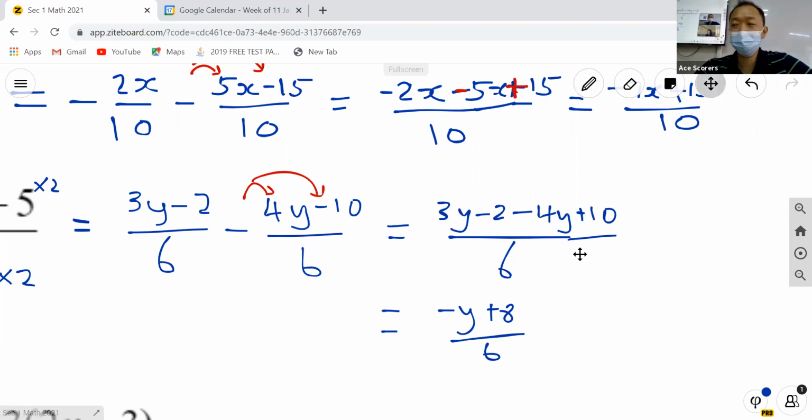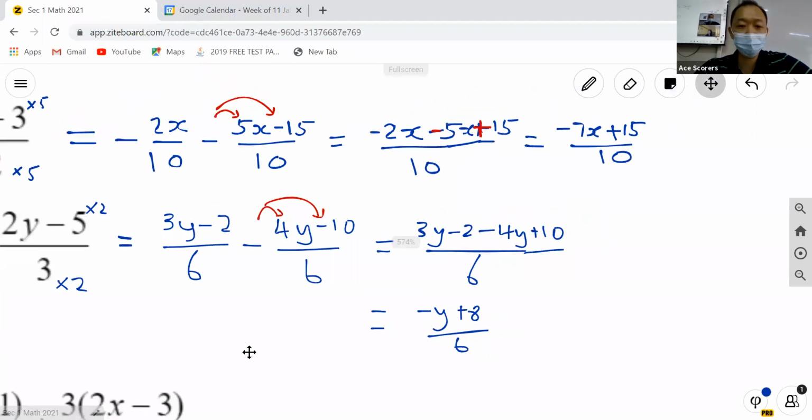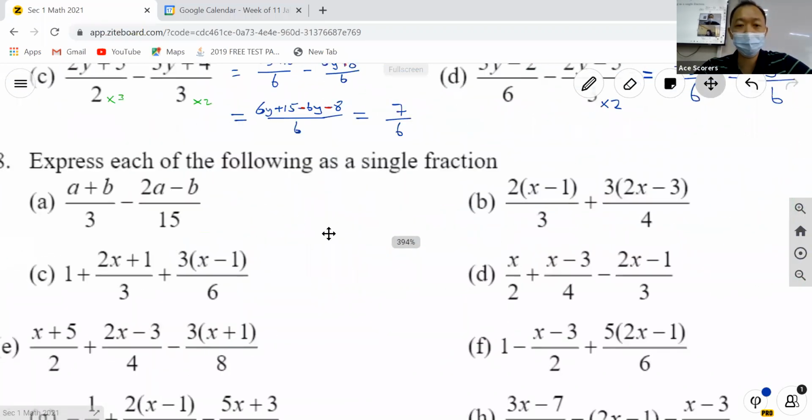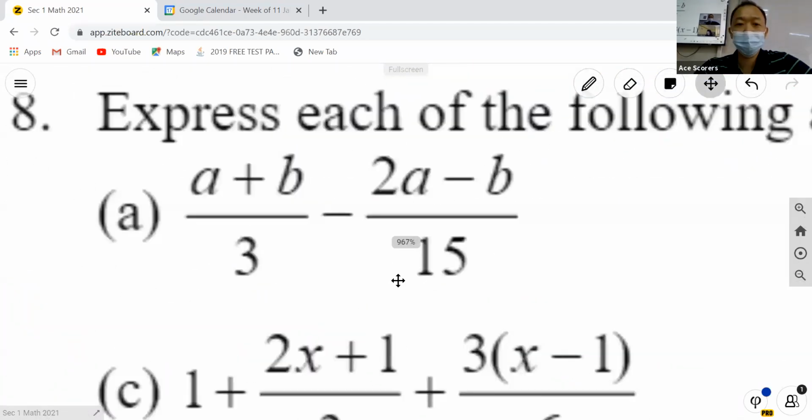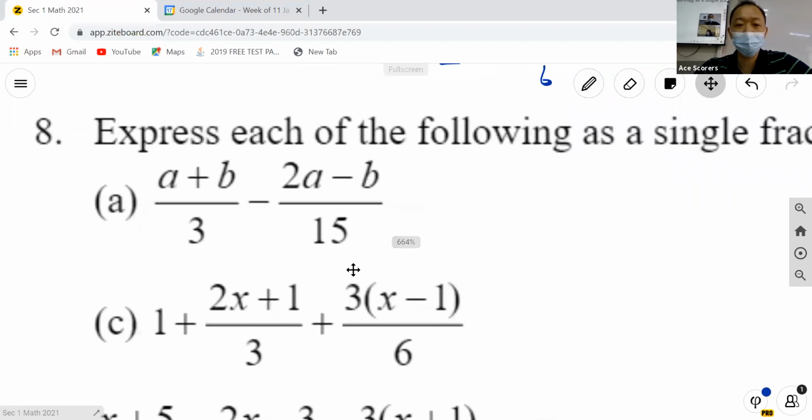Any question for this? No, you can execute. So because you can execute, we're going to do a more difficult one. Question number 8. Actually, it's not more difficult, it's the same. Just that we include one more fraction, or maybe the alphabets are slightly different. So here's another one: a plus b over 3 minus 2a minus b over 15. What's a common denominator? Let's do a quick one. What's a common denominator?